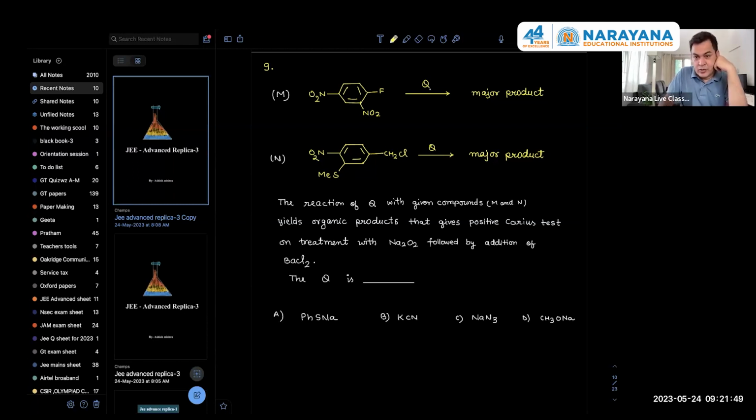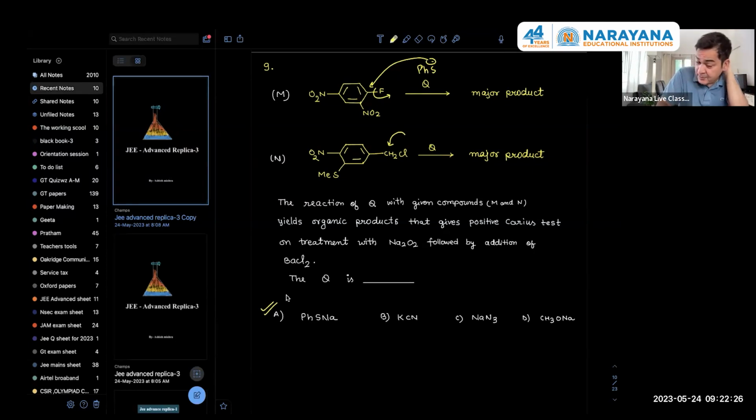So the Q should be a sulfur compound, and first it will do SNAr. If you remember, when the leaving group and withdrawing group are on the ortho or para position, we can do SNAr. So here PhS minus will do SNAr, remove this F, and we will get sulfur phenyl. Here directly you can attack, you will get CH2 sulfur phenyl, and both the compounds will give this Carius test. So A is the correct option. Very good.